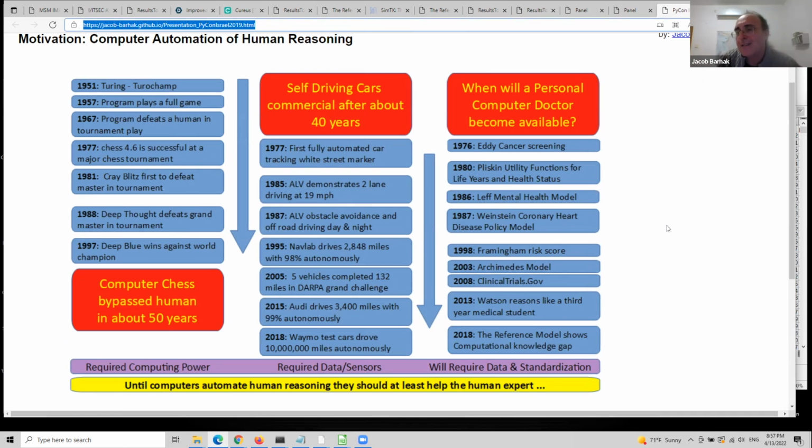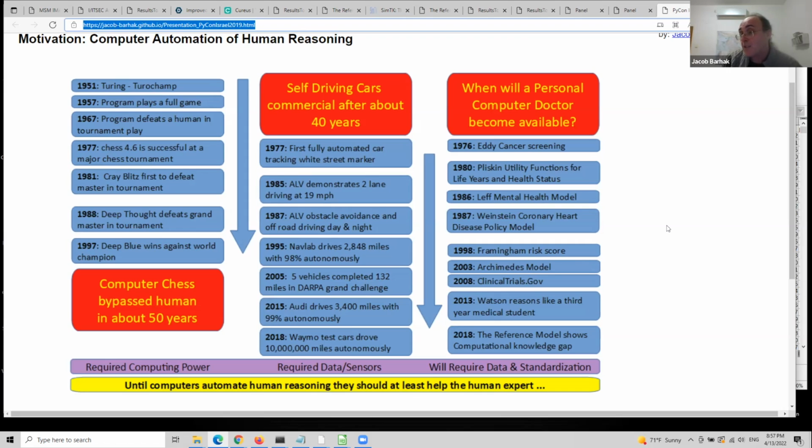And to get there, we need to understand all the numbers we're collecting. Currently, all the numbers from clinical trials are organized in clinicaltrials.gov. COVID is great because now we have a lot of numbers about COVID. The question is, can a computer understand those numbers and tell us something about the disease?